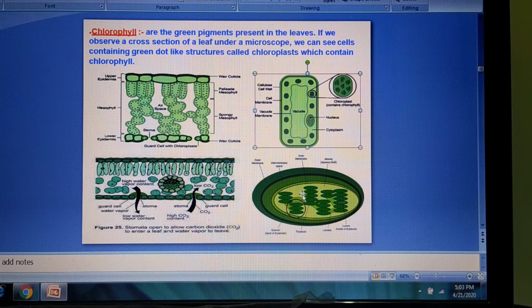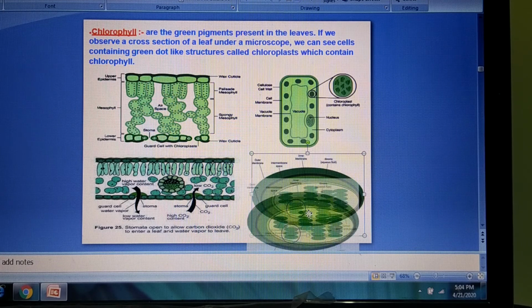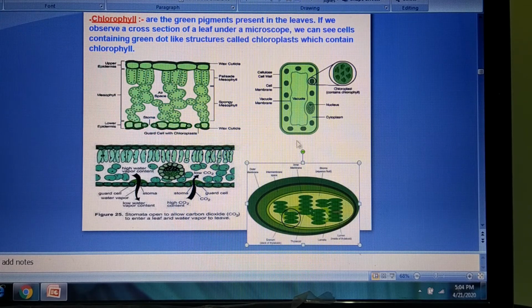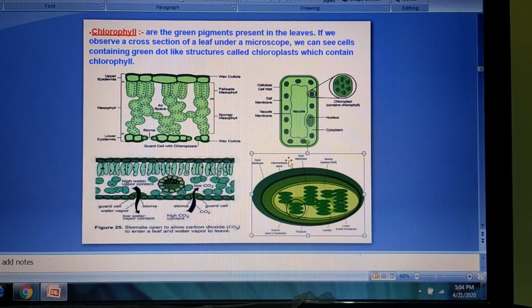Where is this chloroplast present? Mainly in the mesophyll tissues. These chloroplasts have membranes inside, and these membranes are called thylakoids. All these thylakoids are present in a line, one above the other. So these thylakoids pile up and form the granum. In these thylakoids, chlorophyll is present.